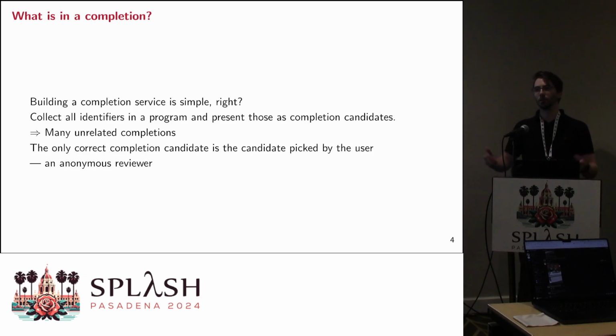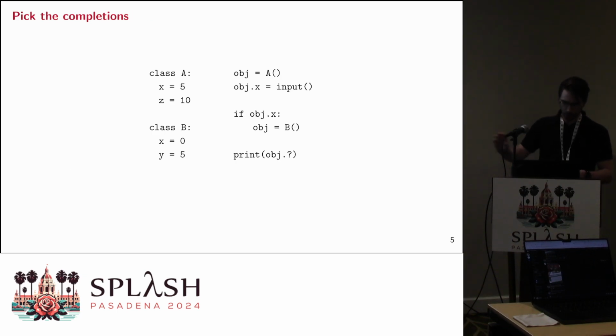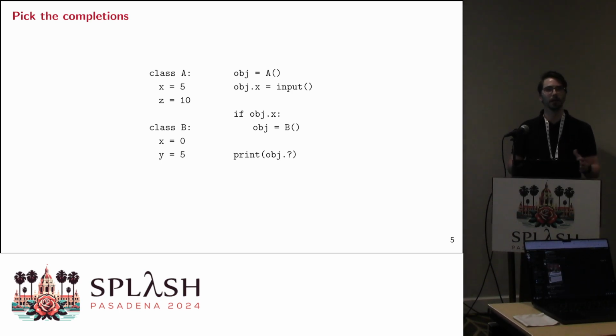So in an ideal world, the completion service would give one completion candidate, and that is the one that's actually picked by the user. Now, this might be an ideal that is not achievable, but between only giving all variables in the program and only the one that is picked by the user, there are a lot of different choices with regards to design. So here we have a little example, a Python program. Throughout this presentation, all the examples will be in a Python-like language.